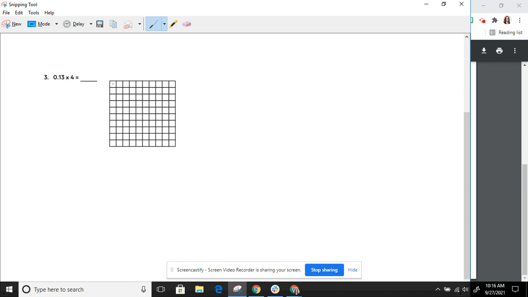So that would be 1, 2, 3, 4, 5, 6, 7, 8, 9, 10. So there's 10, 11, 12, 13. So there is my first group of 13, because remember, we've got 13 hundredths times 4. So let me make this a little bit darker so that you can see it.